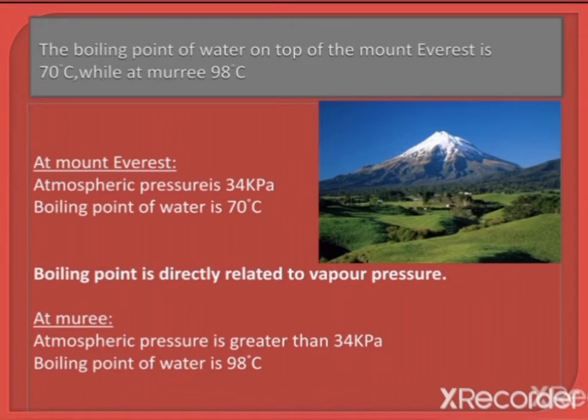Since boiling point is directly related to vapor pressure, as we come down the height of a mountain, the atmospheric pressure gradually increases. So at Murray, which is at a lower height than Mount Everest, atmospheric pressure is greater than 34 kilopascal. Therefore, water in Murray will boil at 98 degrees.